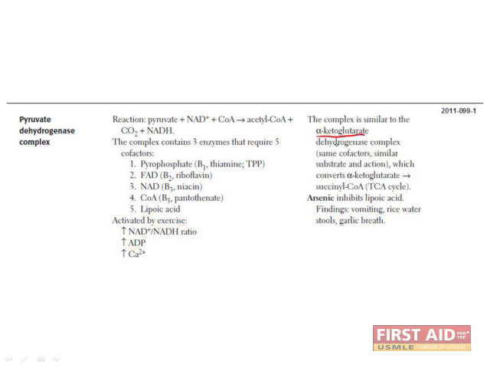The alpha-ketoglutarate dehydrogenase complex converts alpha-ketoglutarate to succinyl coenzyme A in the TCA cycle, and uses the exact same set of cofactors as the pyruvate dehydrogenase complex. So if you remember how one of these works, you can remember the other one as well, because they use the same cofactors and they both decarboxylate their substrates.